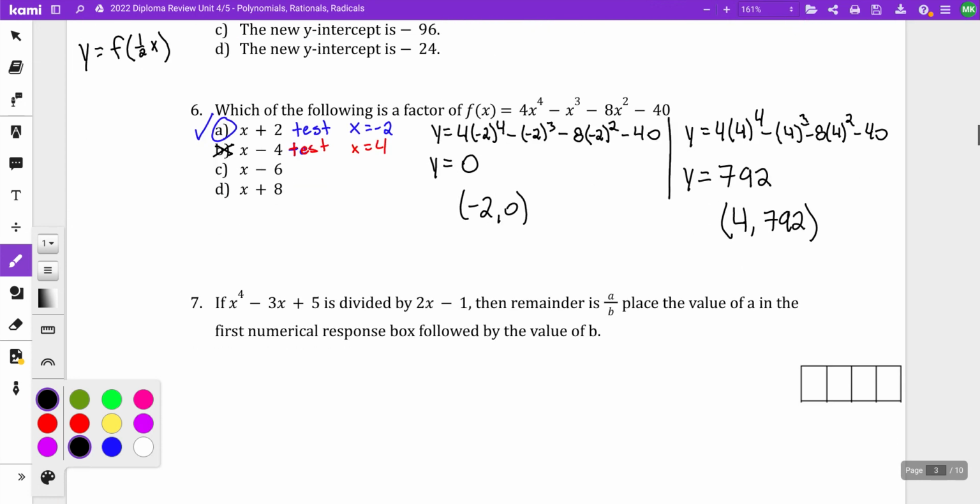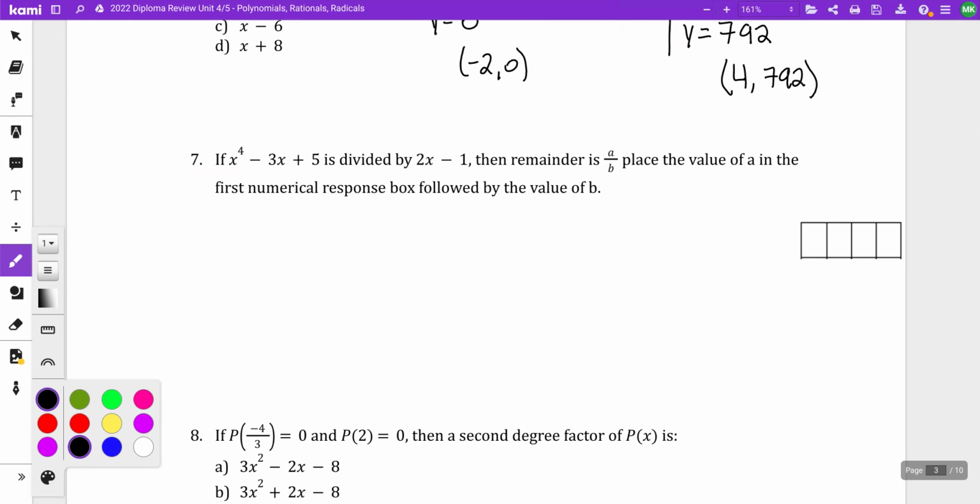All right, number 7. If that polynomial is divided by 2x minus 1, the remainder is a over b. Place the value of a in the first numeric response box, followed by the value of b. That is a good division question for a diploma question. Right? So there's no guessing and checking here. You got to be able to do it. Your answer should be a fraction, which is nice.